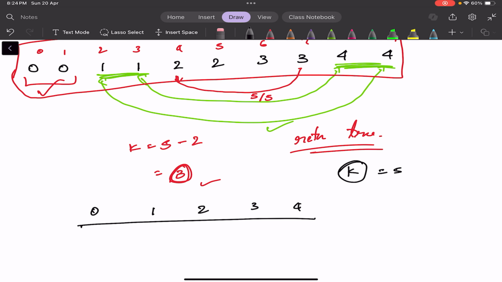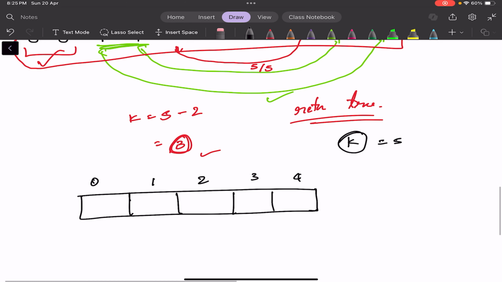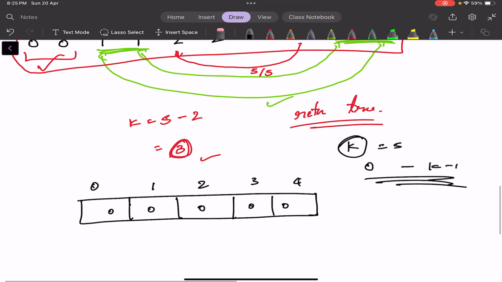So we have exactly 5 slots, right? Everything will be 0 initially. Why do we have only up to 4? Because as I said before, if we take modulo k of any number, it will always be between 0 and k minus 1, right? So that is why we have taken only 0 to 4, because the k is 5.